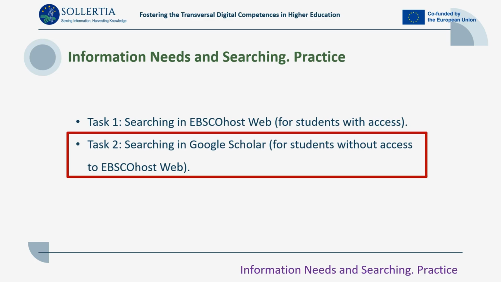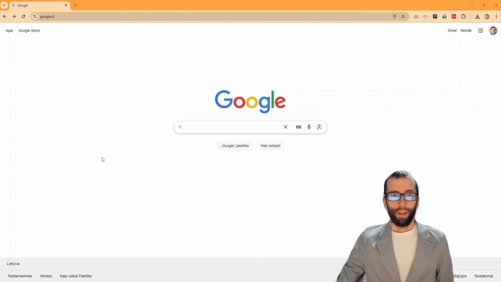To effectively use Google Scholar, we will focus on refining search queries, using phrase searches with quotation marks, applying date filters, and assessing source credibility based on citation counts.